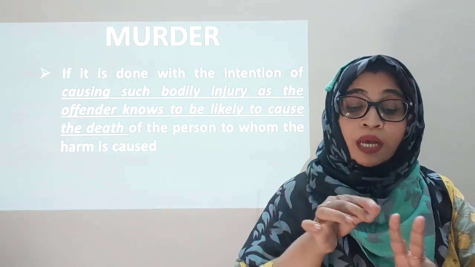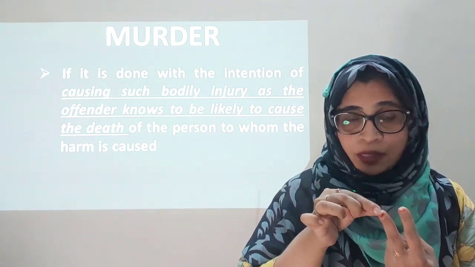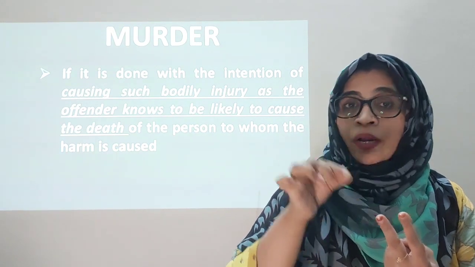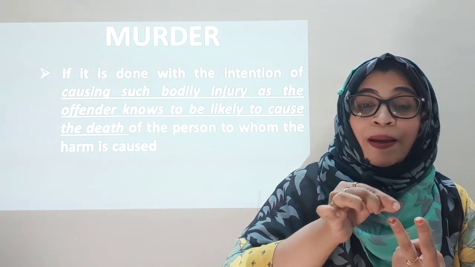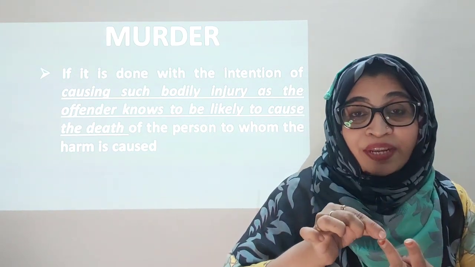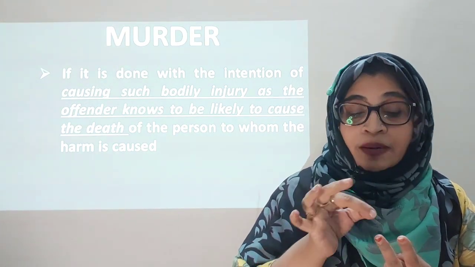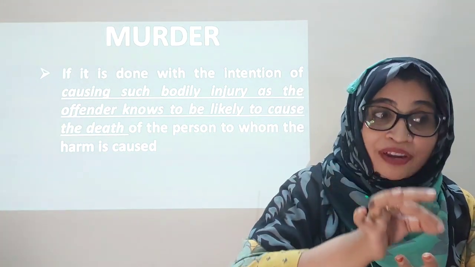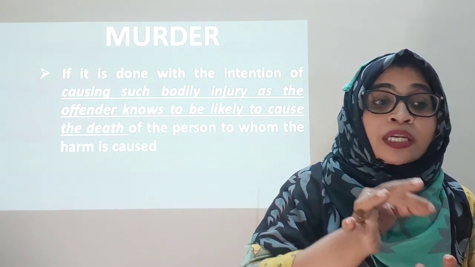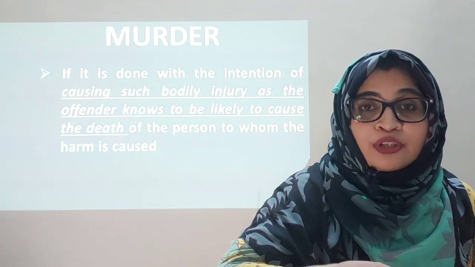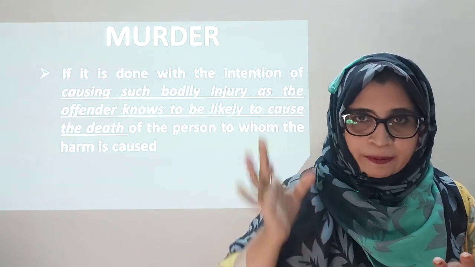The offender already knows it. Suppose I take an example, A and B. A blows on the stomach of B. Now coming to the murder section, A knows B is suffering with some kind of disease. A already knows B is suffering with some kind of disease. Already having knowledge means the offender knows it. If they cause bodily injury, definitely the victim will die because of the disease.